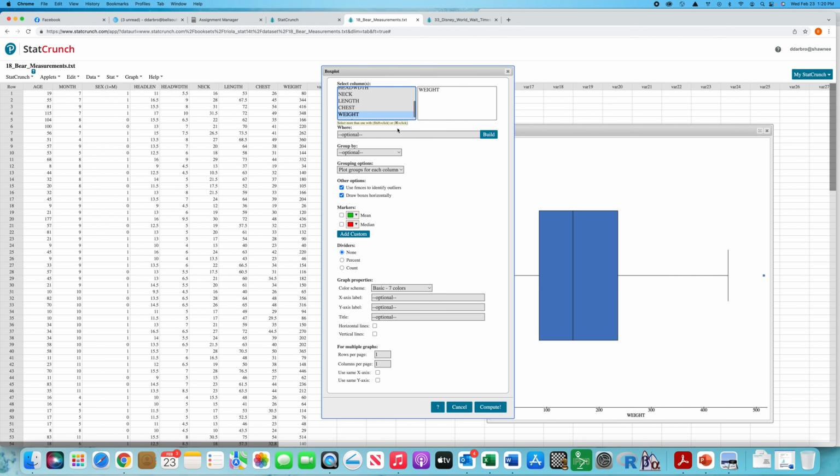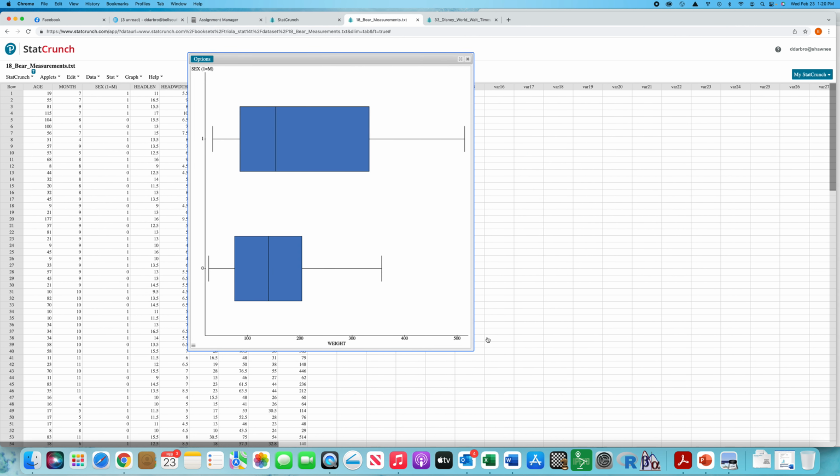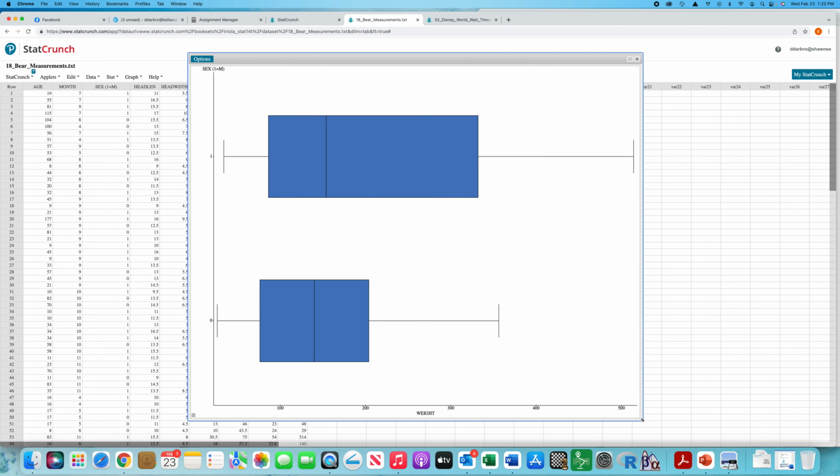I could bring in weight, and then I could group by sex. So now what I'm going to get is 2 box plots, one for male, one for female. And it gives me a super good way of comparing the distribution of weights.